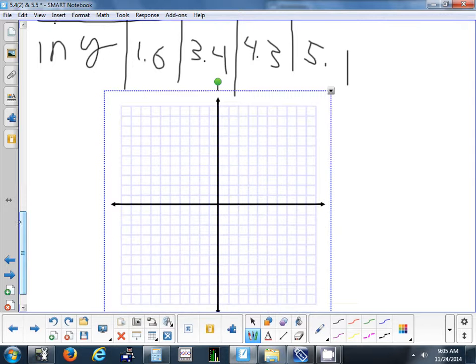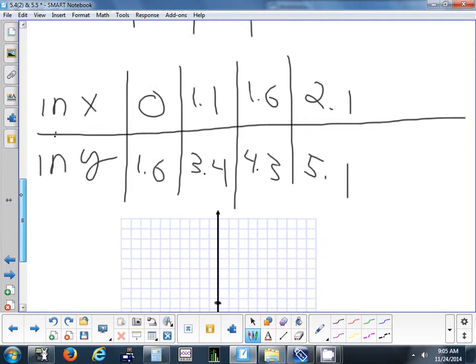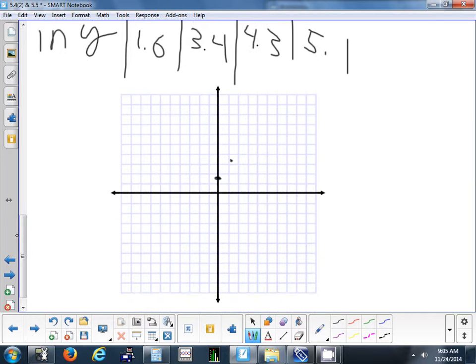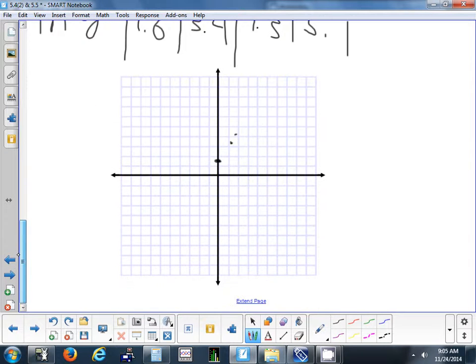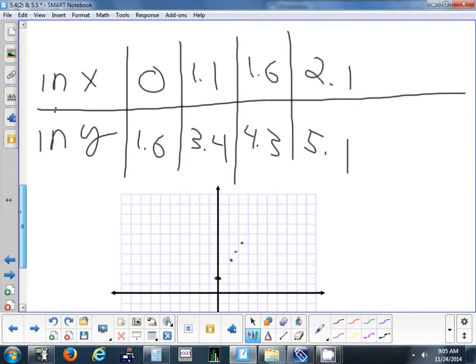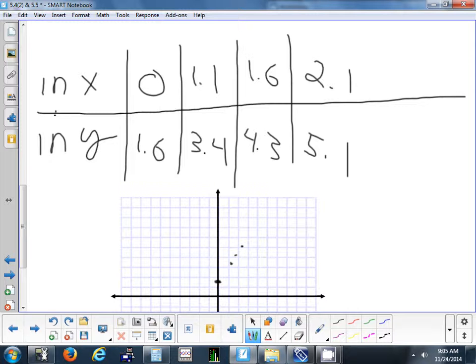All right, so we have 0, 1.6. We've got 1.1, 3.4. 1.6, 4.3. Just try to estimate now the best you can. And 2.1, 5.1. Okay, does it look like that data falls pretty much in a straight line? Yep. So what that tells us is, okay, go ahead, try to find a power model. That should fit the data pretty well.